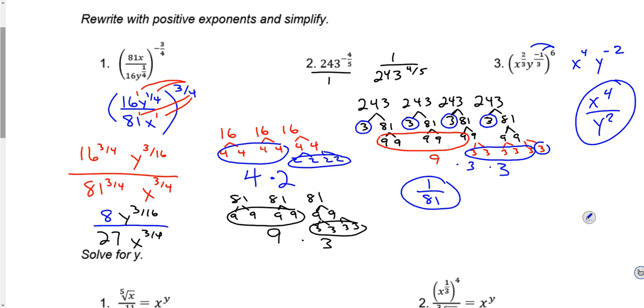So the first two were brutal. Number 2, you could have just done with the calculator. This one is actually not that bad.